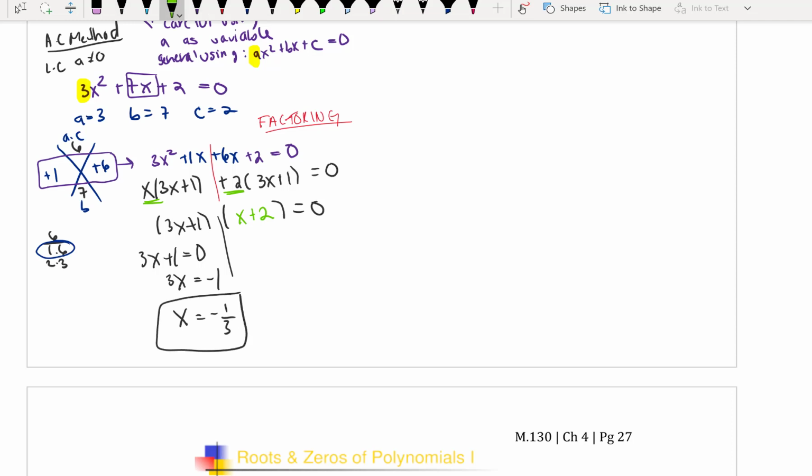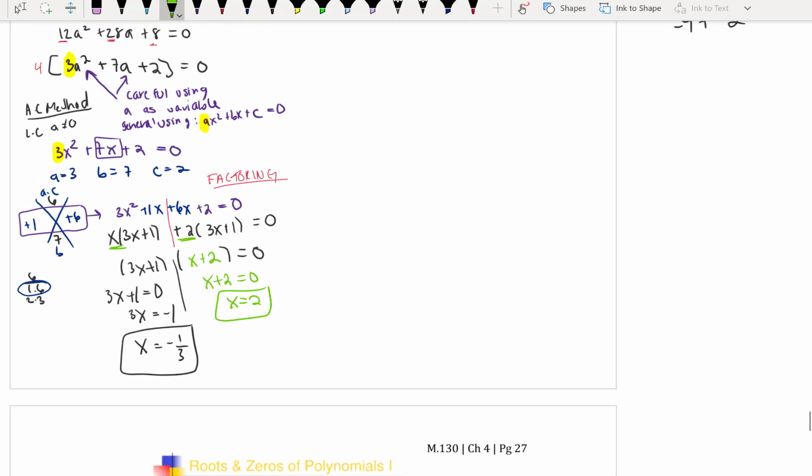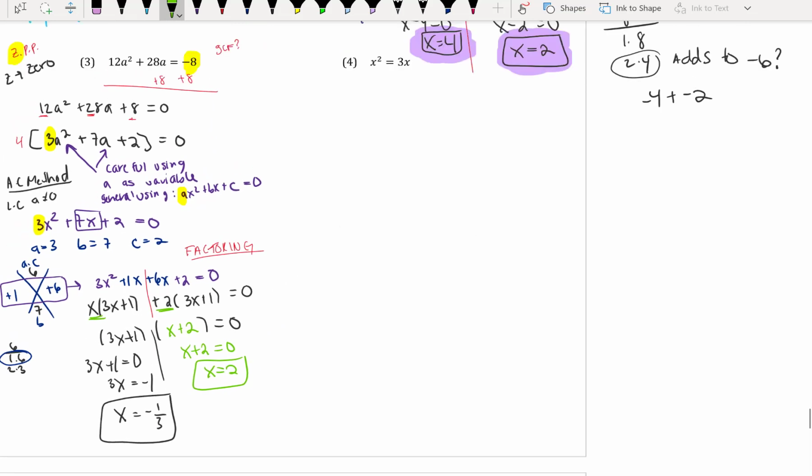Now, dealing with our right-hand side, we have x plus 2 is equal to 0. So x is equal to a positive 2. So that is how I'm going to get my two answers here. So I got my two answers by making sure I got my GCF using the AC method. I rewrote it using 4 terms, and then I factored, and then I set each factor equal to 0 using the ZPP rule. So I got x is equal to negative 1/3 and x is equal to positive 2.